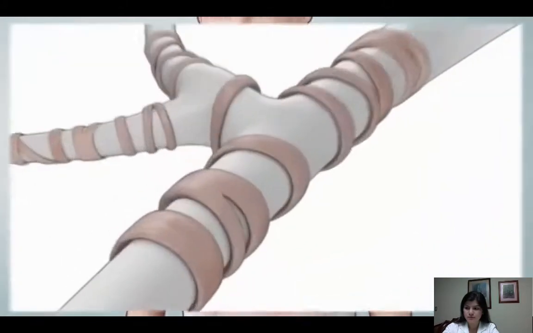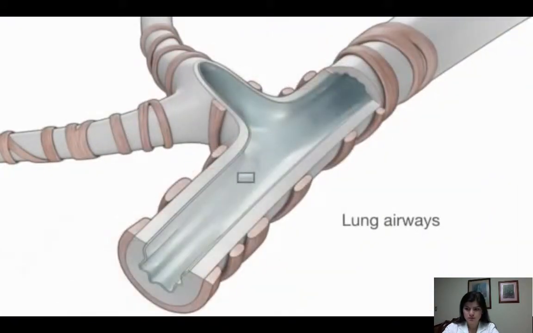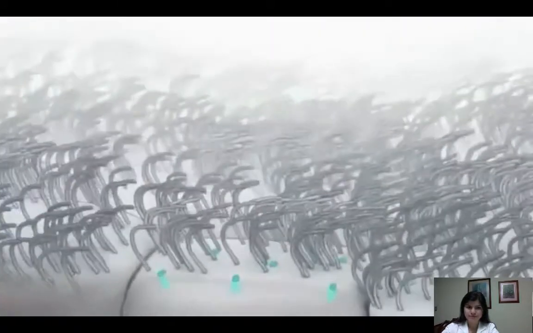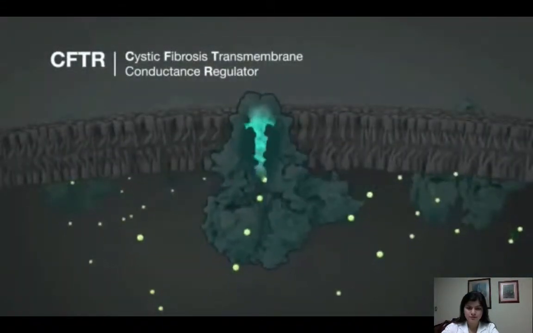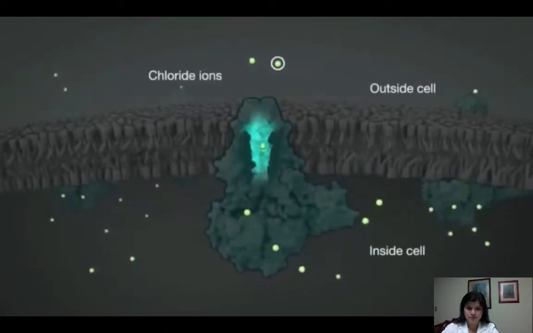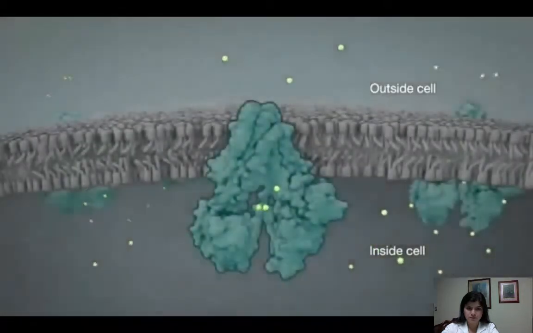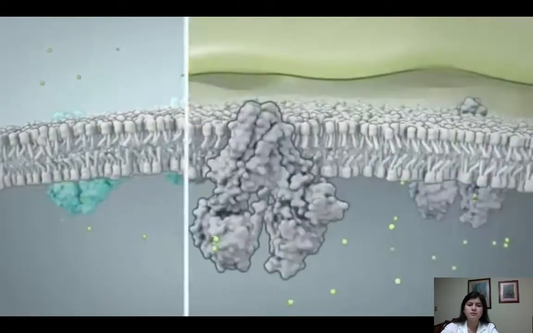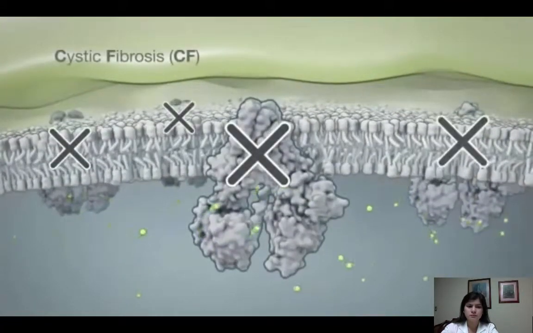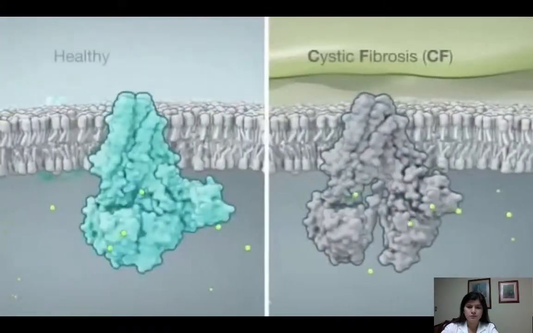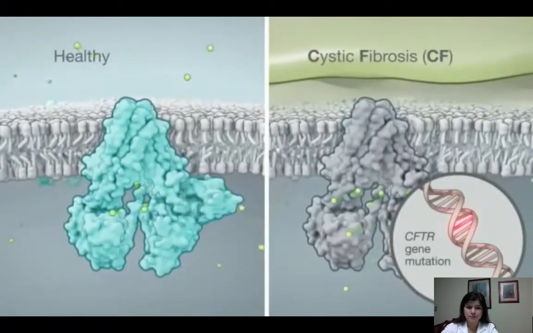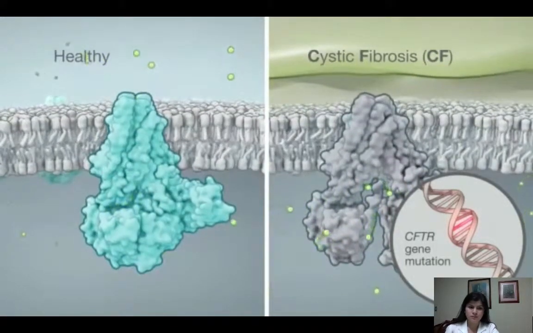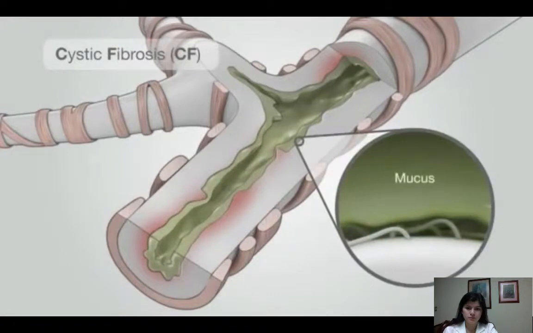In lung airways and passages in other organs, cell surfaces have tiny proteins called CFTR. These act as channels for chloride ions to regulate the movement of salt and water in and out of cells. In cystic fibrosis, this process is disrupted because of a mutation or error in the CFTR gene, which provides the instructions for making CFTR protein channels. As a result, thick, sticky mucus builds up in many organs.